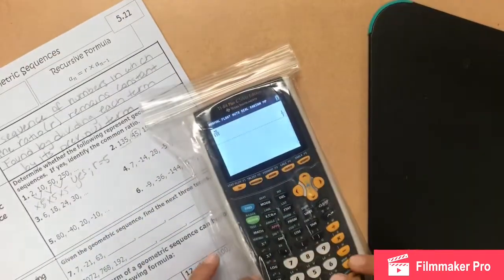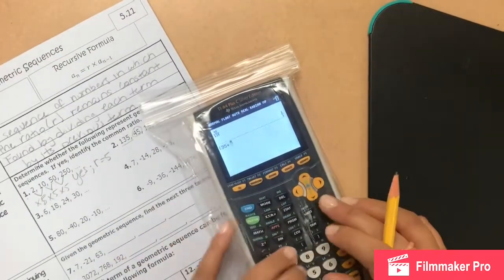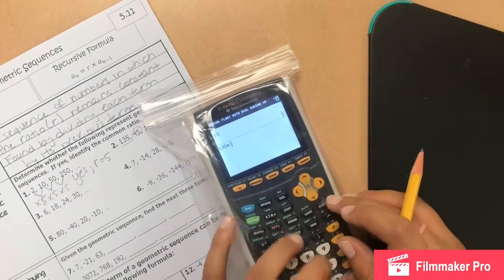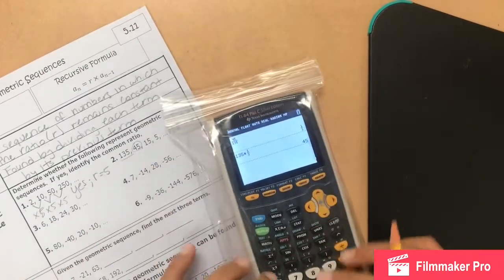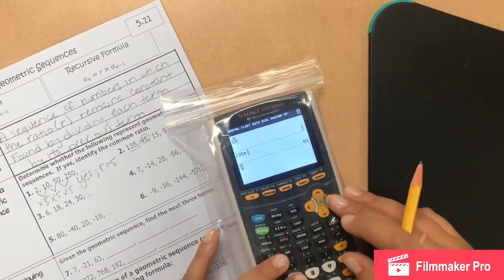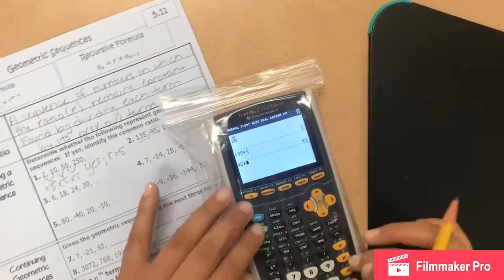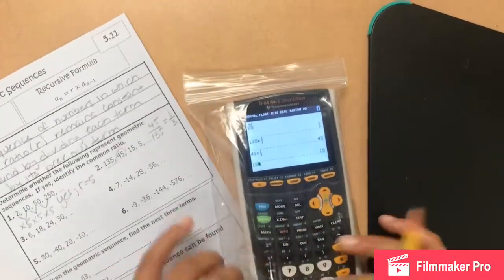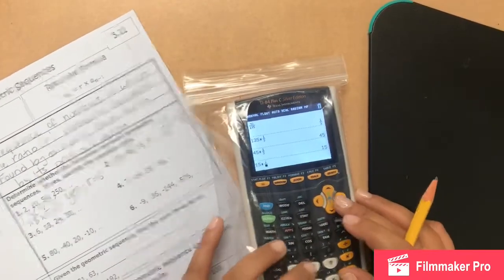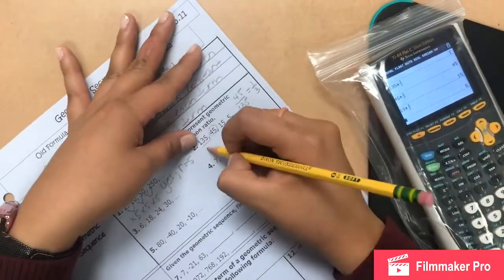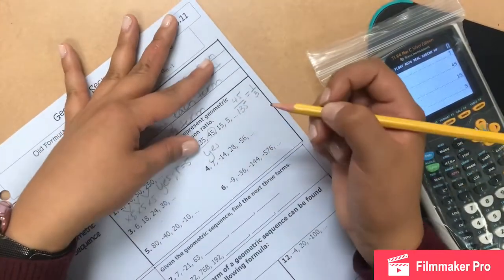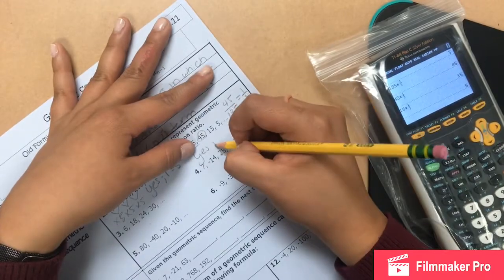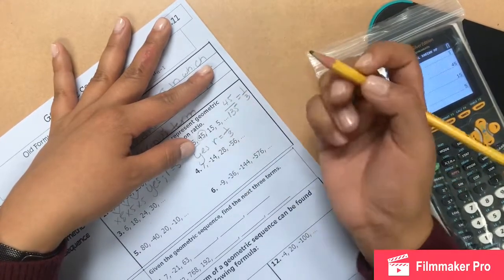So I'm going to do 135 times 1/3, and that's 45. Then I'm going to take 45 and multiply it times 1/3, and that gets me 15. And then I'm going to multiply 15 times 1/3, which is 5. So this is a geometric sequence, and that's because I'm multiplying by 1/3 every time, okay?